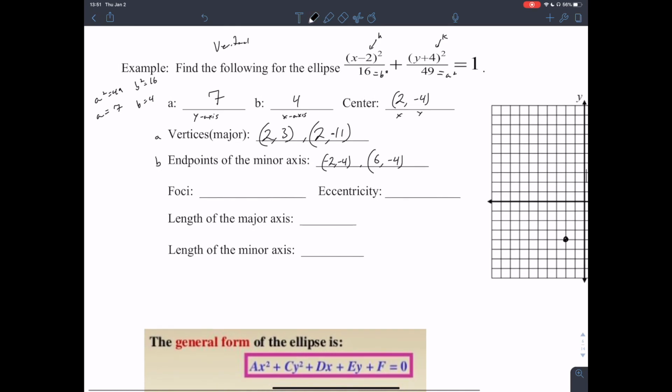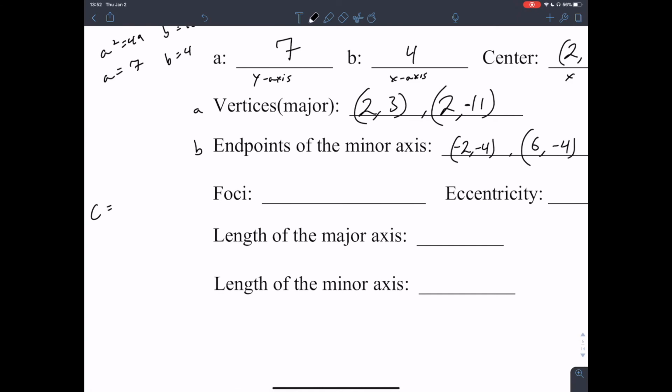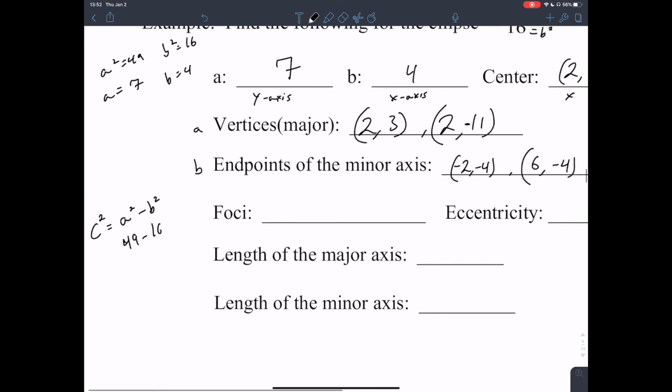So let's go ahead and do that really quick for the foci. Letter C was, C squared is a squared minus b squared. And so I already know a squared, that's 49. And I already know b squared, that's 16. So that means that c squared is actually going to be 33. And therefore c is the square root of 33. That one doesn't really simplify anymore, so that's it.